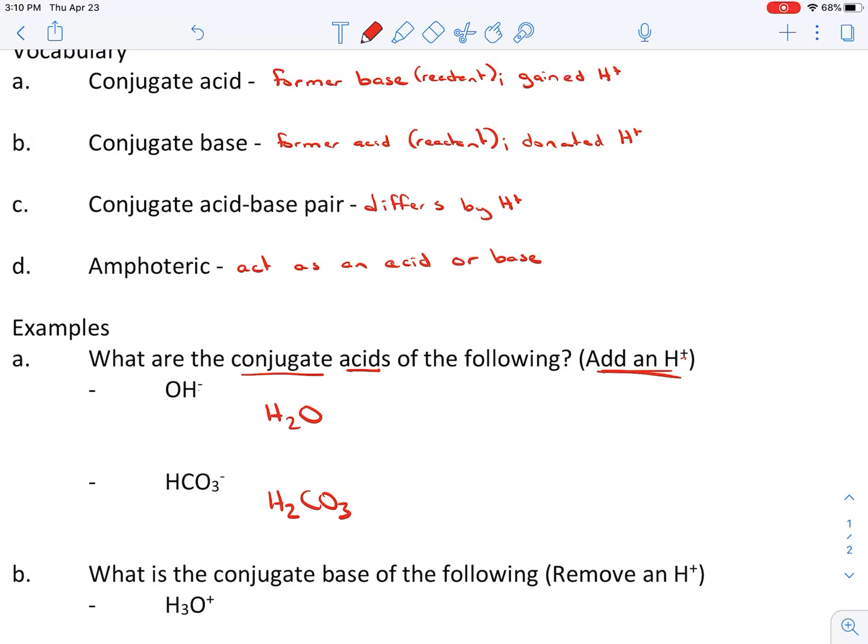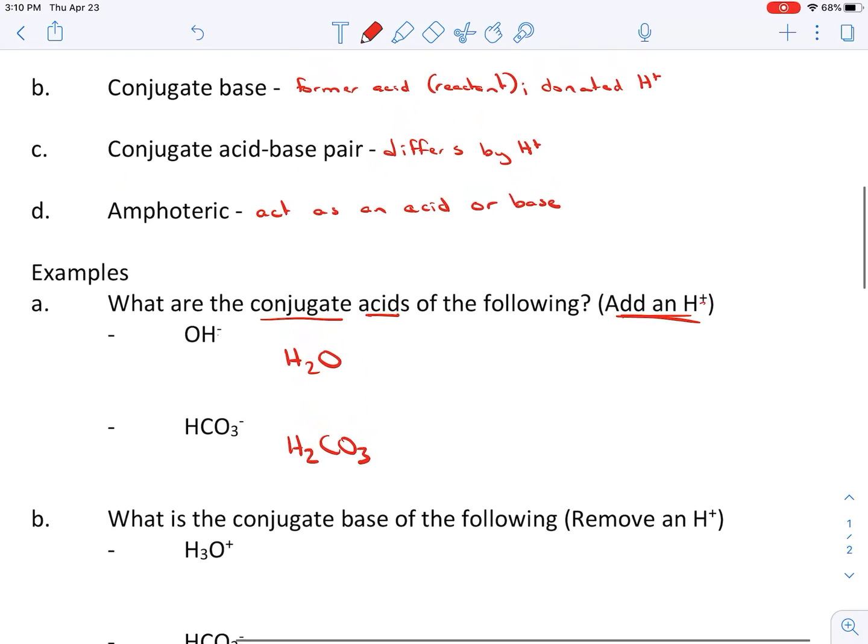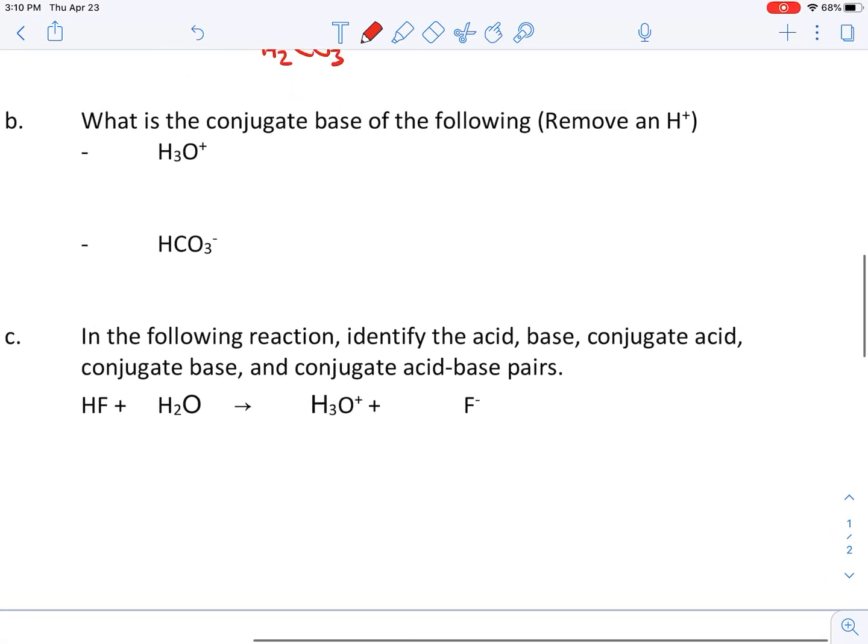Okay, now moving down to B. This time we're finding our conjugate base, and remember, our conjugate base is one that has donated an H+, so we're going to take an H+ away from each of these. So we have H3O+. If we take just one H away, we're going to have H2O, right? And if we take a positive away, remember, check our charge. If we take a positive away, it's just going to be no charge. We could put a 0 up there, but that would be kind of weird. We don't do that, so we just leave that off, but we know it has no charge.